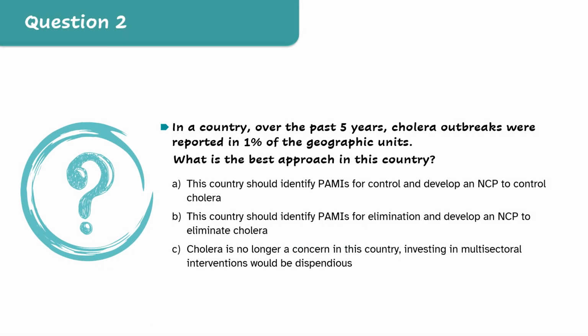Question 2. In a country over the past 5 years, cholera outbreaks were reported in 1% of the geographic units. What is the best approach in this country? A. This country should identify PAMIs for control and develop an NCP to control cholera. B. This country should identify PAMIs for elimination and develop an NCP to eliminate cholera. C. Cholera is no longer a concern in this country. Investing in multi-sectoral interventions would be dispendious.